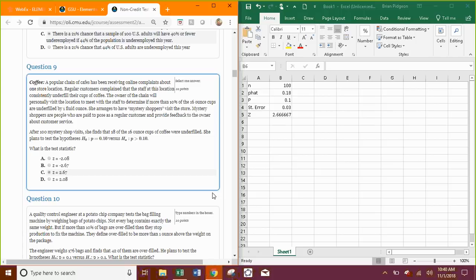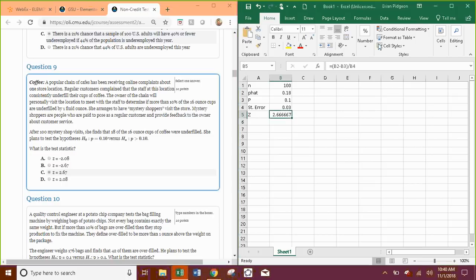And then we calculate our z-score. So z is our p-hat, x minus the mean. In this case, the proportion, it's p-hat minus our assumed mean divided by the standard error. 2.6667.